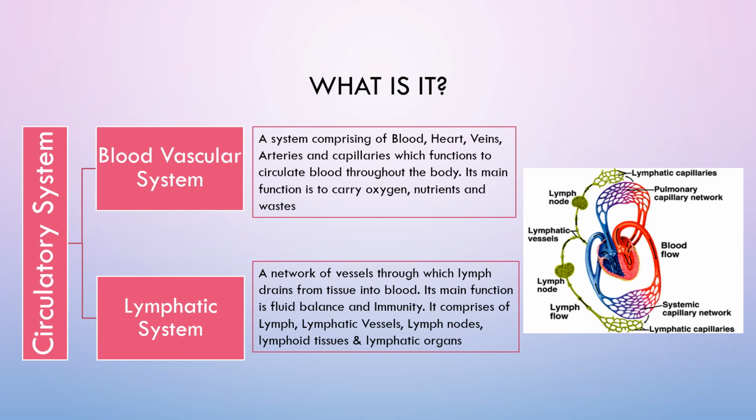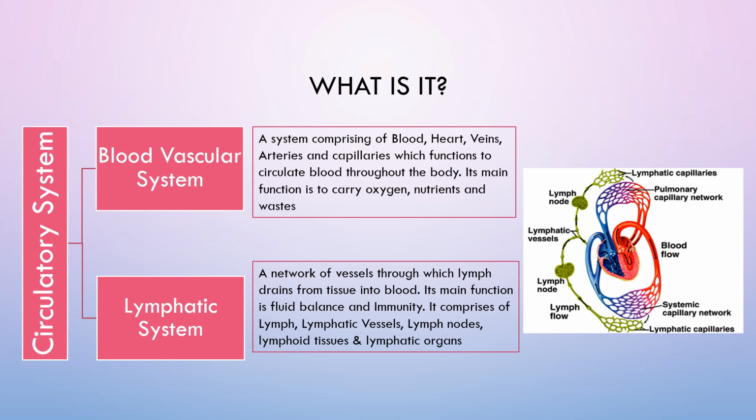So the human body has two types of circulatory systems. One is the blood vascular system, which is how the blood flows within the body with the help of heart, veins, arteries, capillaries, and so on. And in the blood vascular system, the blood flows throughout the body with the heart pumping the blood, and the blood carries along with it oxygen and other nutrients and wastes throughout the body.